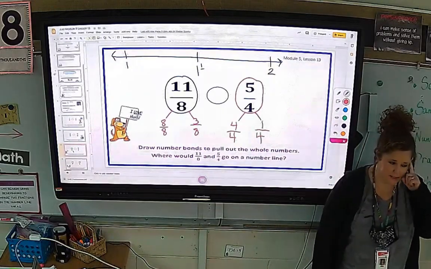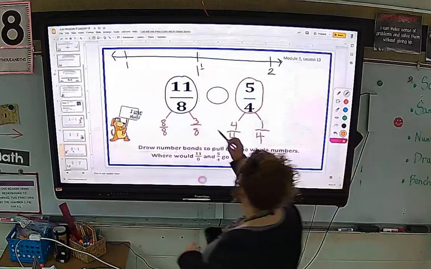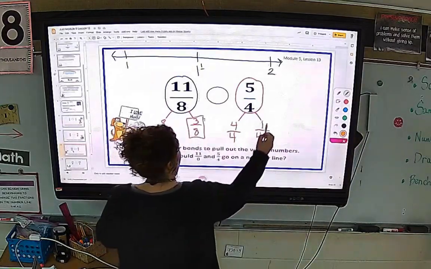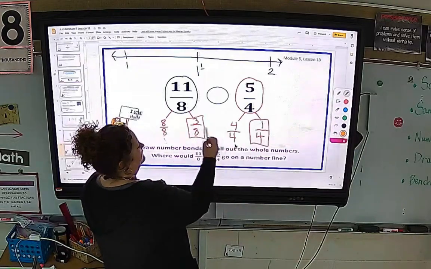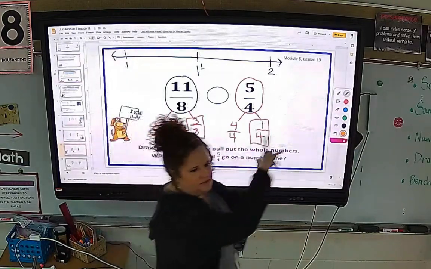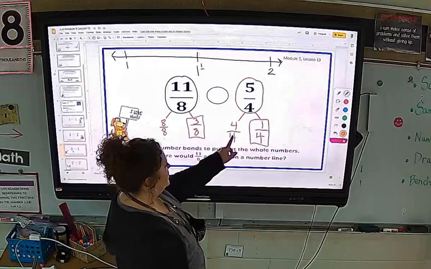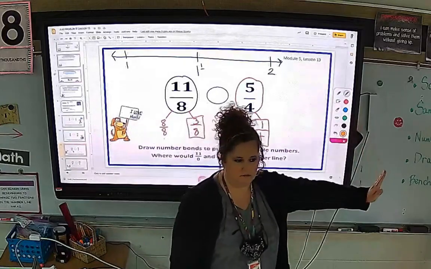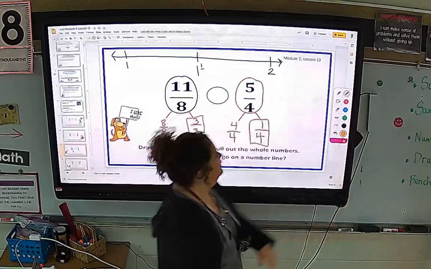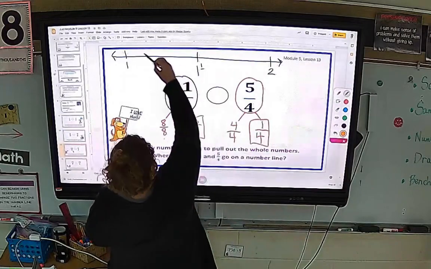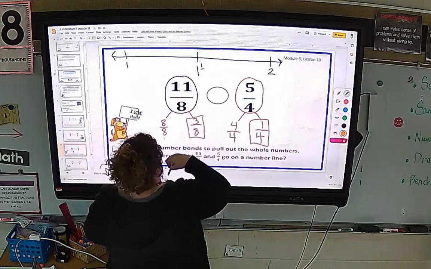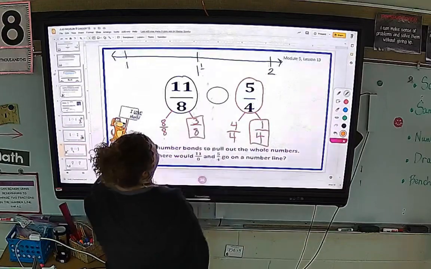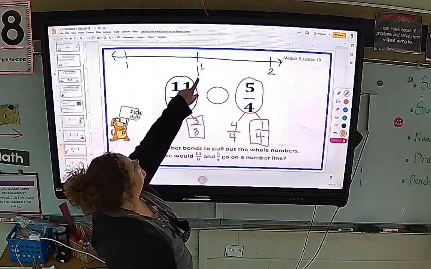So you know what I really need to focus on? I need to focus on this piece and this piece. All right, they both went to 1. This one went to 1 and then went to 3/8. And this one landed on 1 and then went 1 more fourth. Okay, so let's do that. This first fraction went to, where's 1? Right here? Okay, first of all, what in the world is that? What is that? 1.